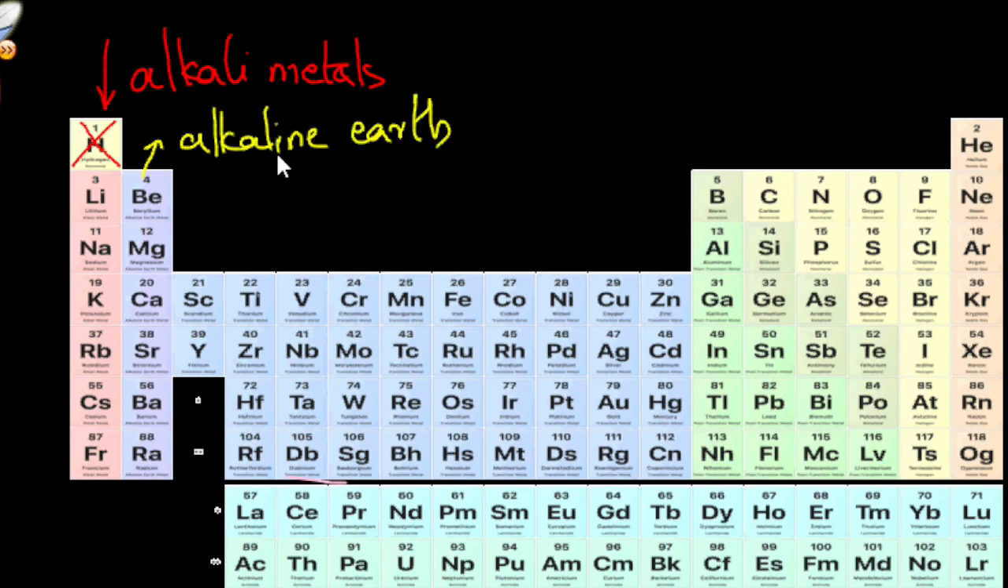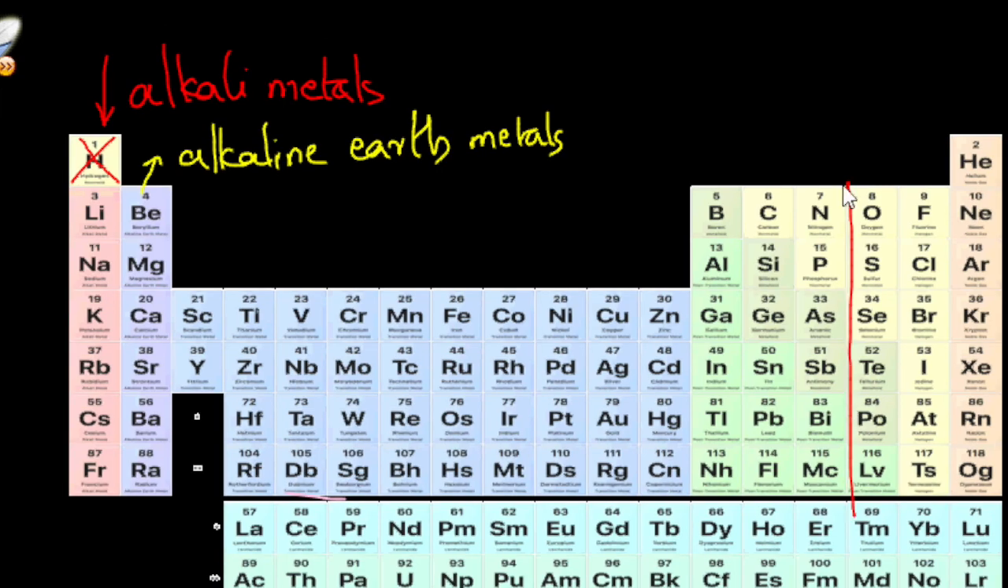The reason can be traced back to calcium, which during the early days was obtained as calcium carbonate, which is our chalk or marble, or calcium oxide, which was called quicklime. Calcium oxide was called earth at that time, and eventually all these elements in group 2 were called alkaline earth metals. Then moving on to the oxygen family.